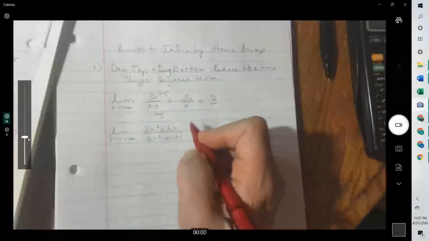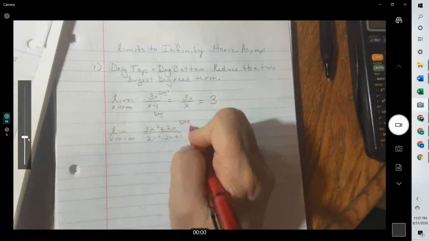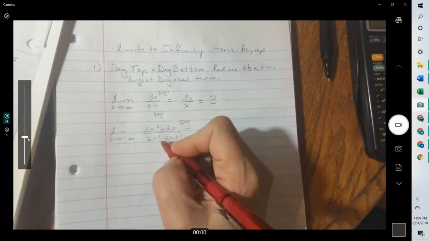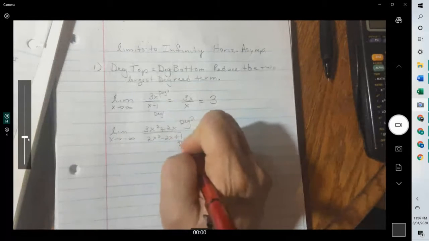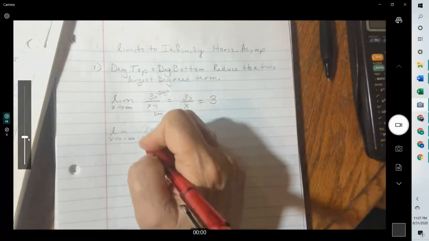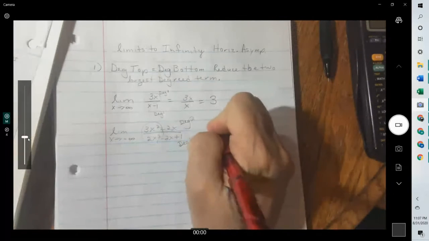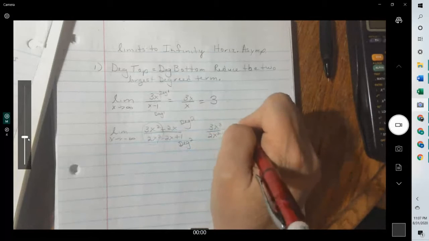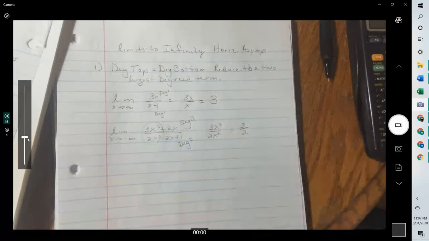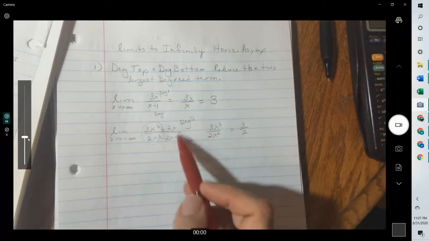So the degree on the top was 2, because that's your largest exponent, and on the bottom also 2. When the degree on the top and the bottom is the same, you use the two largest degree terms. 3x squared over 2x squared is 3/2. Because when your number is getting that large, these other values don't mean anything.